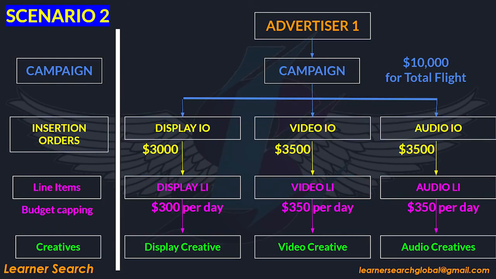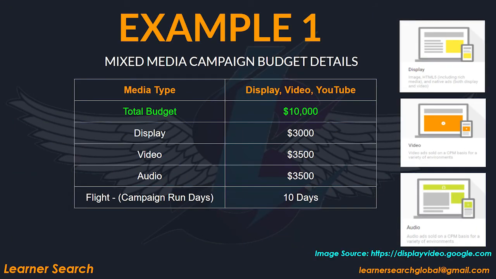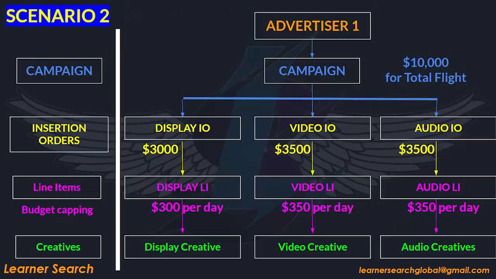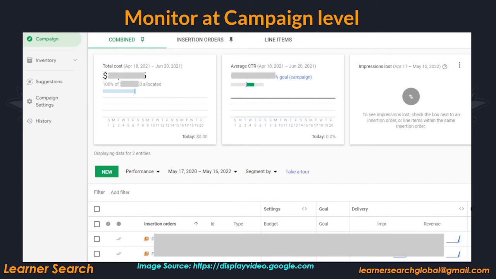Consider another scenario in which you may create all media types in DV360 under a single campaign, which I believe is one of the finest ways to construct the setup according to our reference media plan. In this second scenario, create a single campaign and then proceed with the rest of the setup as in the first scenario. With this campaign setup structure, you can track the delivery of all 3 IOs under the respective campaign while also monitoring the campaign's overall performance.